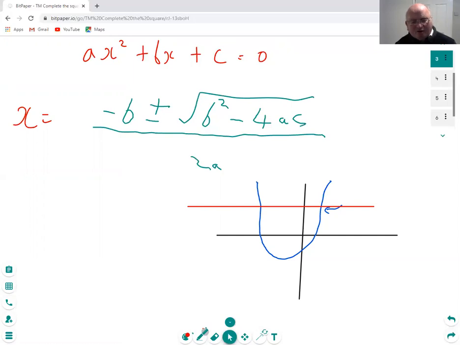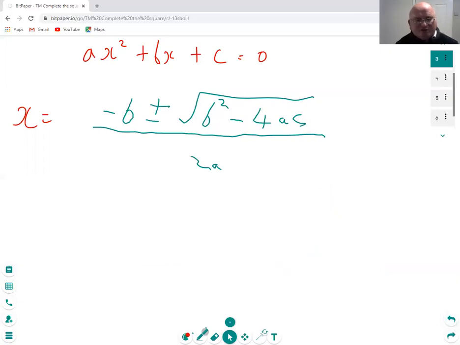If the value is there, you end up with one answer to the equation. If you put it down there, you don't get any values at all because the line doesn't cross the parabola. Now, that's all very well, but what does that leave us with this equation, with this formula?